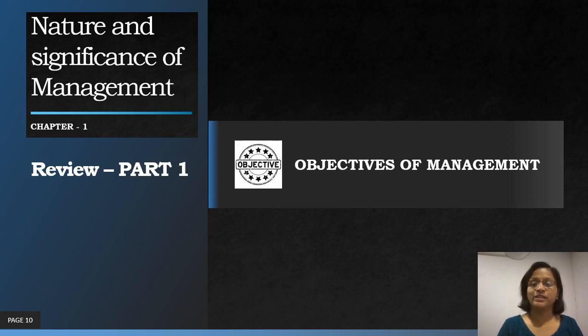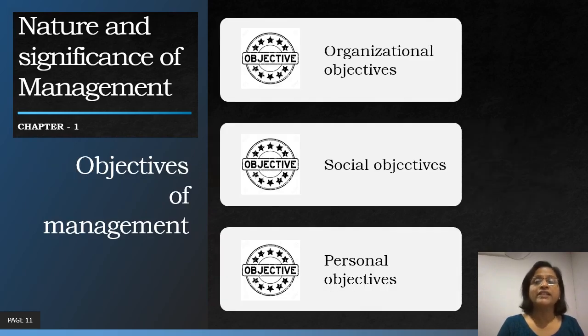Objectives of management. There are three types of objectives: organizational objective, social objective, and personal objective. Organizational objective means initially all the startups will have survival as the objective. As the business grows, they will have profit making as the objective. And when they are very successful, they think of expansion.